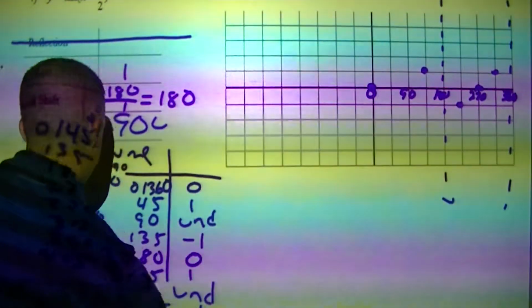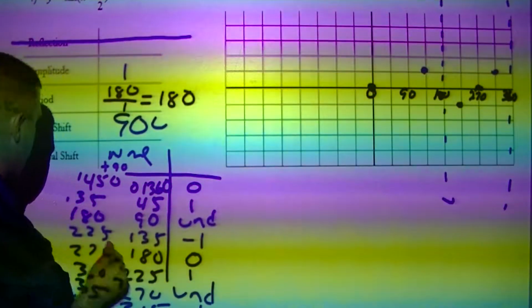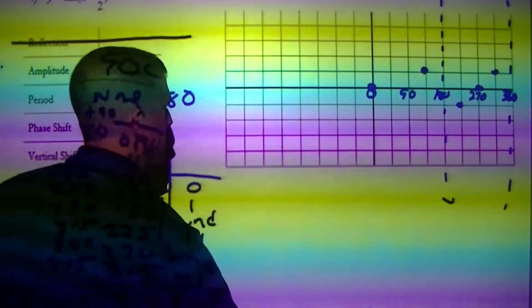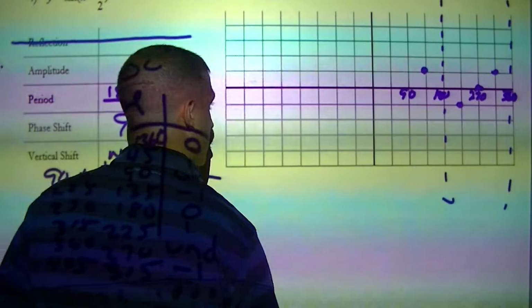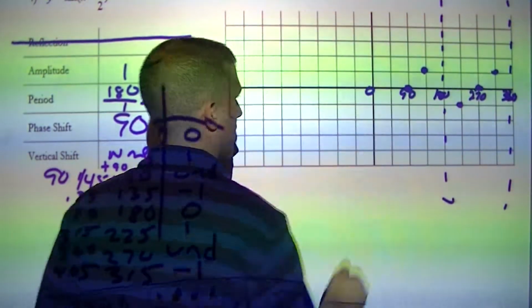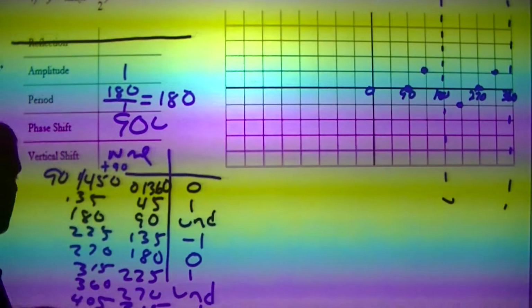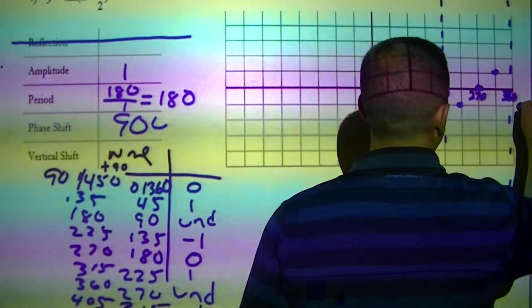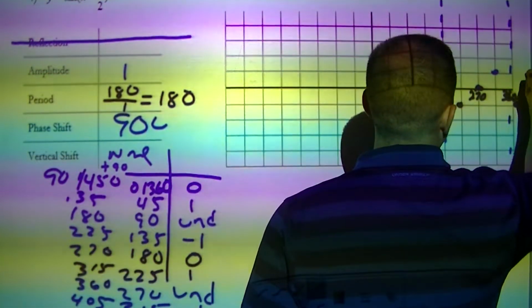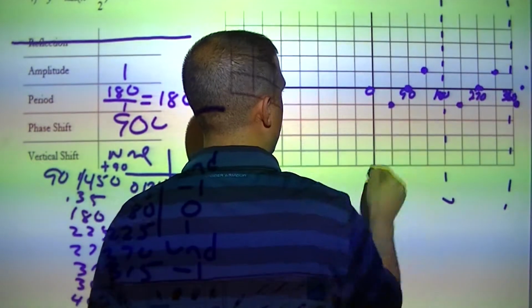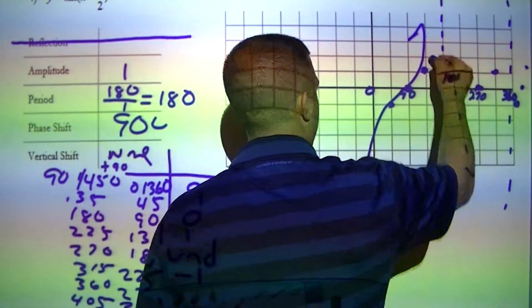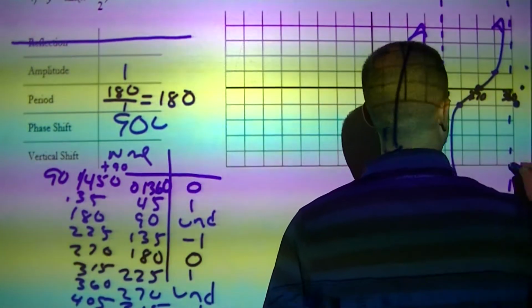Actually, you know what? I forgot to add 90 to this one. I should be at 90 here, not at 450. I knew something didn't look right. So I just moved that over a little bit. Okay? And then 405, I'm at negative 1. And then the pattern's going to go like this. I can see that that's what's going to happen. So my shape looks like that, okay?